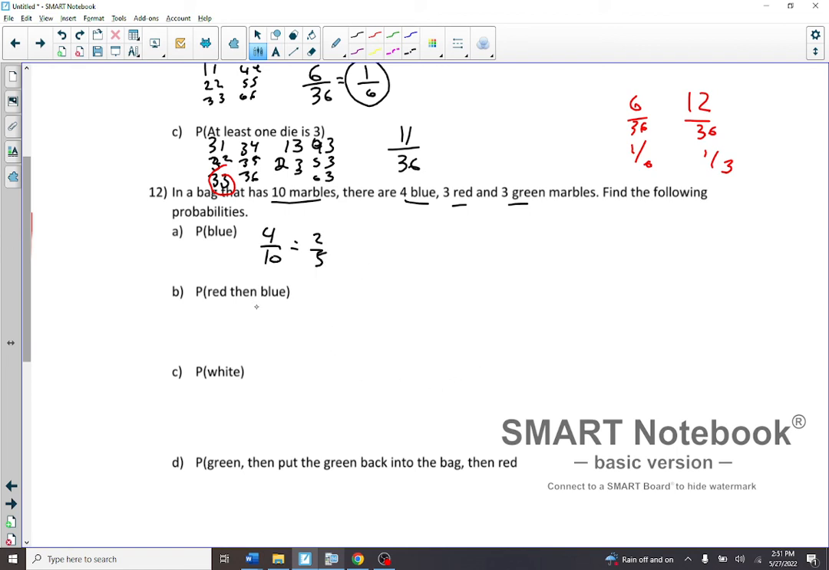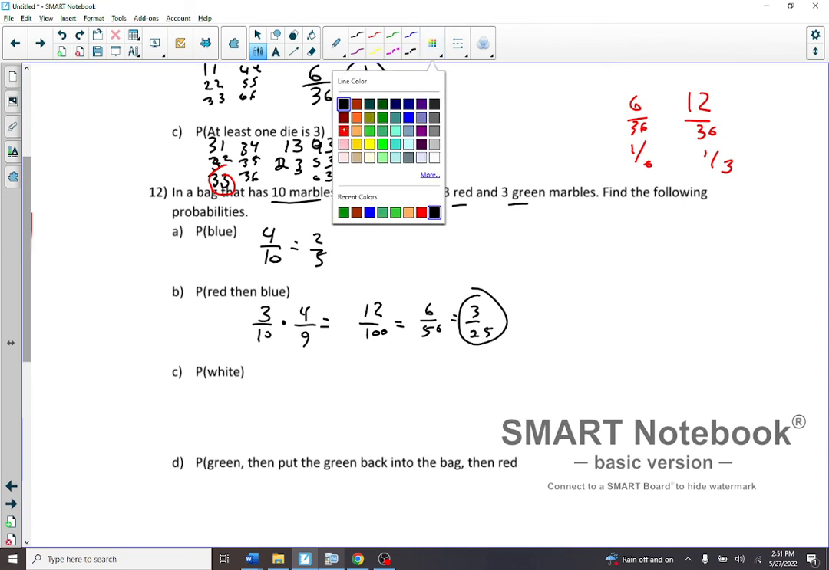What's the probability of picking red then blue? So that's 3 over 10. Then I'm picking a blue. There's no replacement, so there's 1 less marble in the bag. So there's still 4 blues, but in 9 slots. So 3 times 4 is 12 over 100, which you reduce to 6 over 50, which you could reduce to 3 over 25. Please don't get fooled.